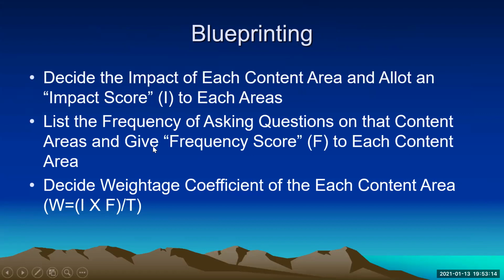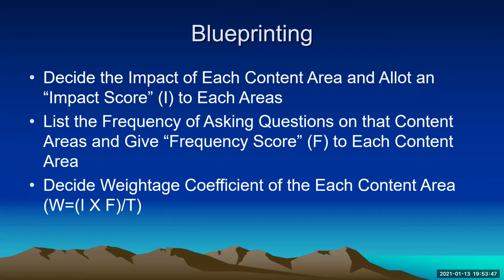Then we give a frequency score, again from 1 to 3, depending on the frequency of questions asked on that content area. If more questions are being asked, then a higher score is given; if fewer questions are asked, then a score of 1 can be given. Then we decide the weightage coefficient of each content area. This is the impact score multiplied by the frequency score, divided by the sum of all the I into F's. This gives the weightage coefficient of each content area.